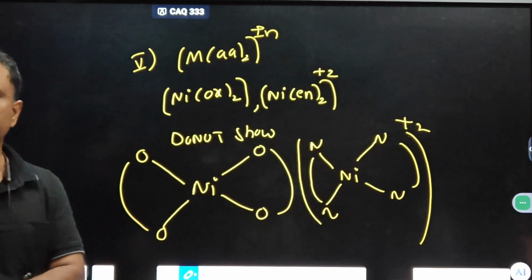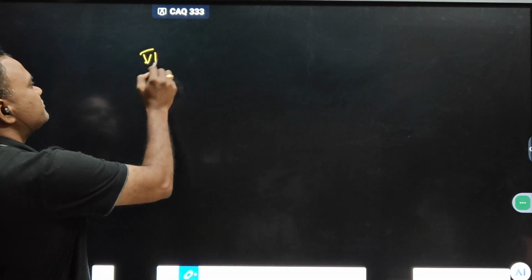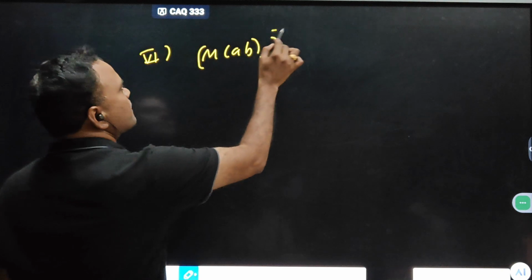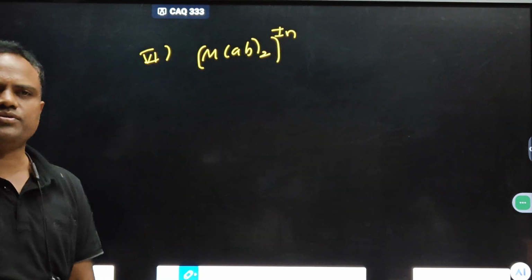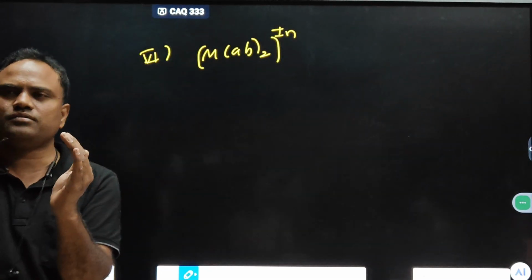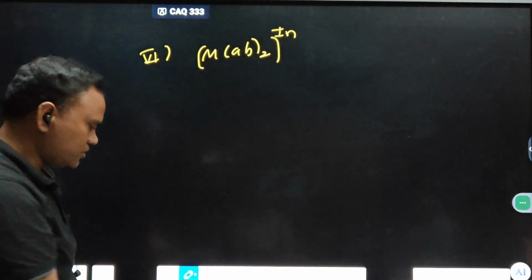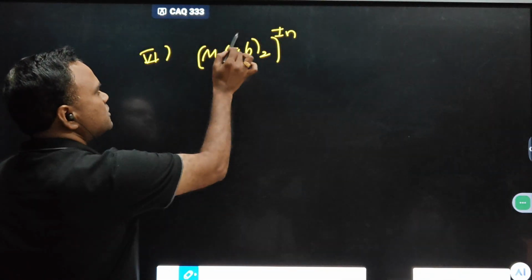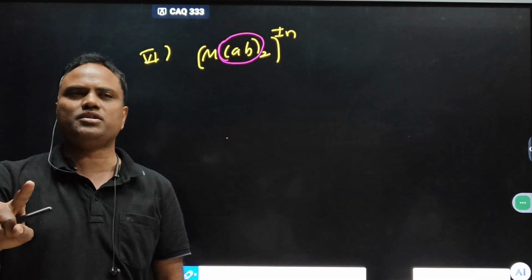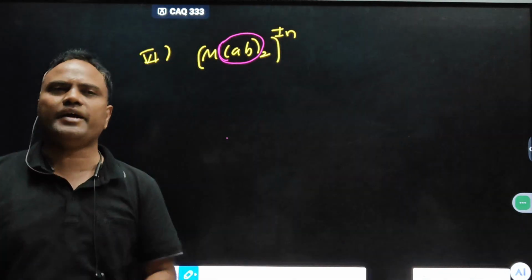Next, Roman number 6. Bhakti, the problem there. MAB taken twice, plus or minus. This comes under shows cis-trans GA. See, within the square bracket, we mentioned one bidentate ligand. Some people will get confusion. This circle is a bidentate. Within the circle, bidentate ligand is present, and how many bidentate ligands are present? 2. Within that circle, AB is a bidentate.